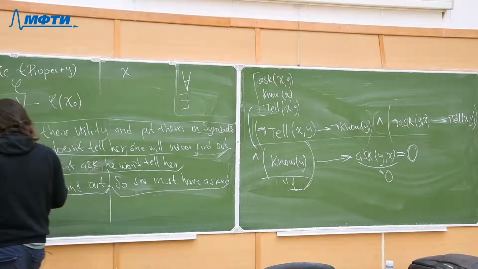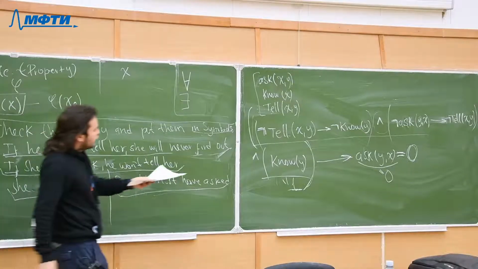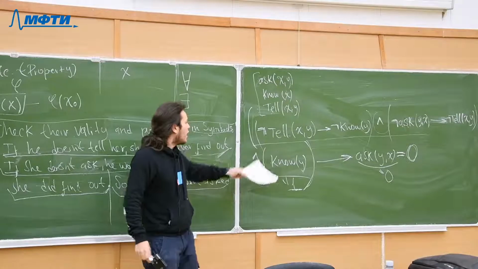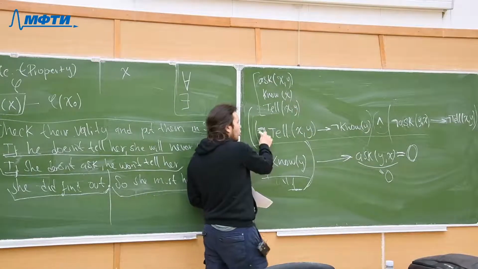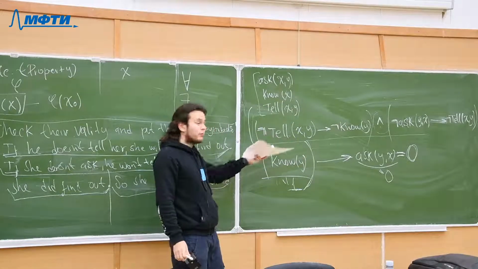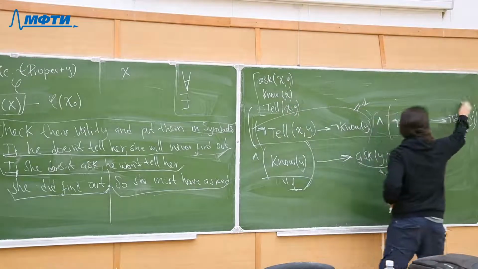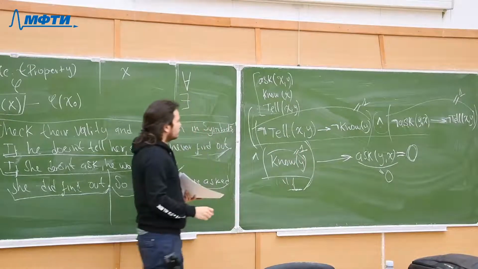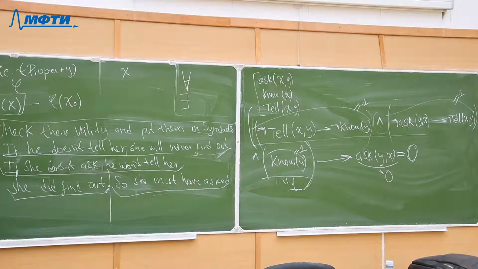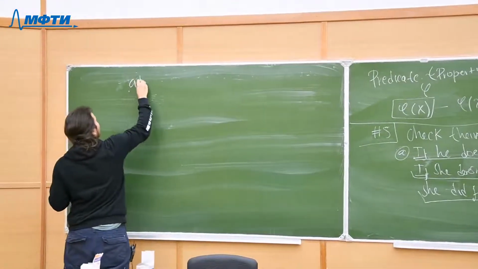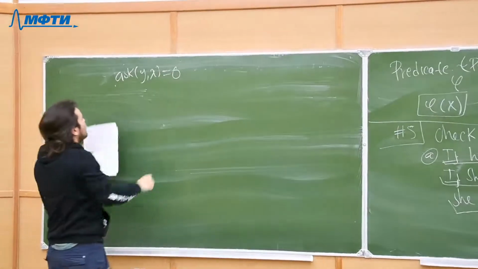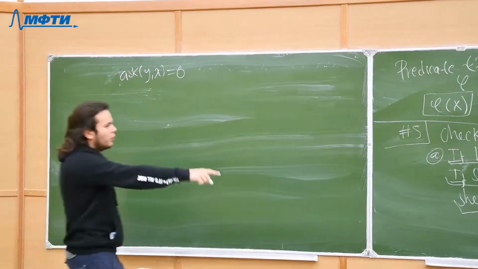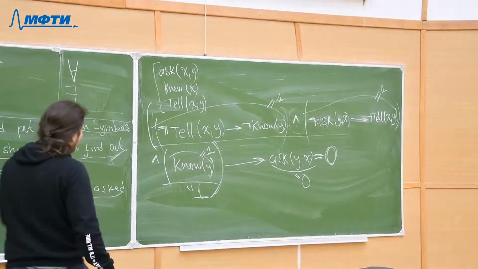And now, if this is to be true, we have an 'and' here, so each of the parts needs to be true. Okay, so this needs to be 1, and this needs to be 1, and this needs to be 1. So what do we know? We know that she did not ask him, and we know that she knows, right?